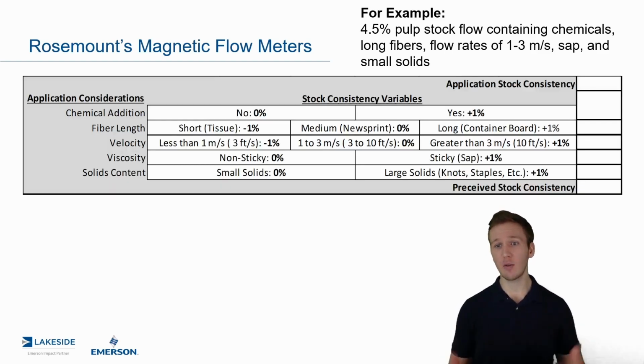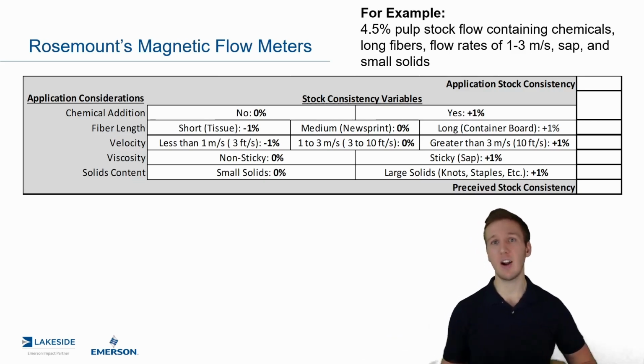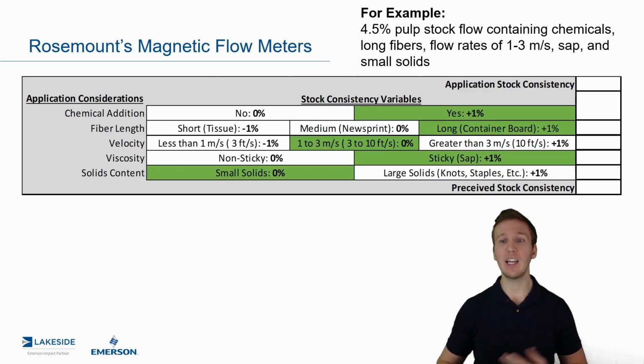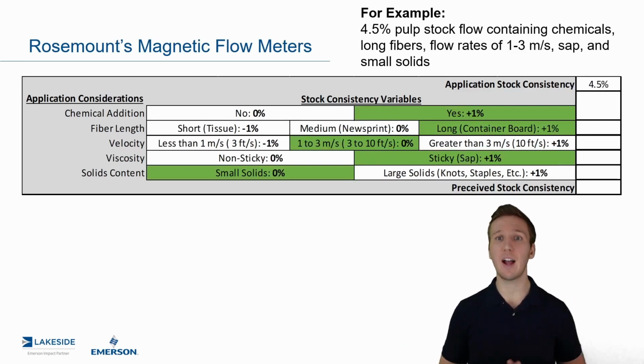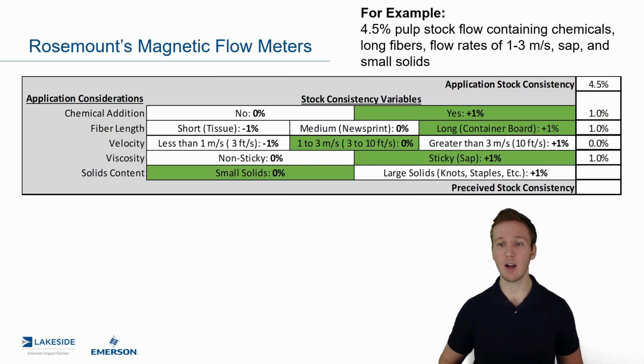So we created this heuristic, which you can find online, but the idea is we go from an application's stock consistency to a perceived consistency based on these variables, and it'll help us determine, utilizing a chart, which solution is most appropriate. So we walk through each one of these categories. We start with 4.5% stock consistency. We're adding 1% because there are chemicals. We're adding 1% because there are long fibers. Not adding anything because it's in the middle range for flow rate velocities.